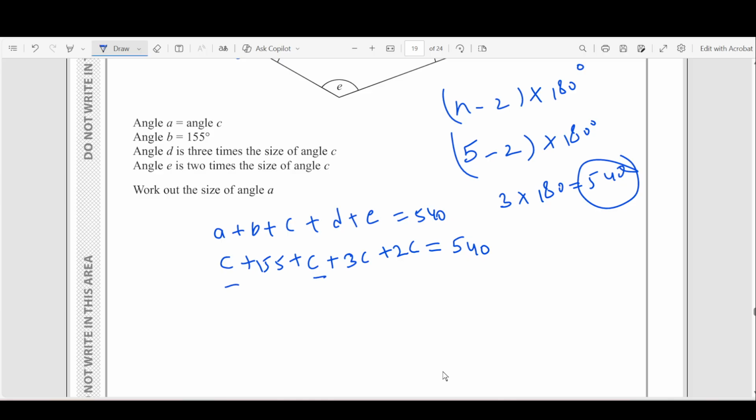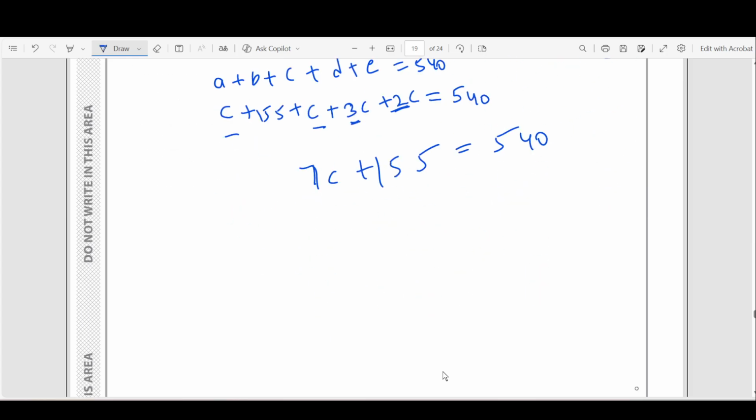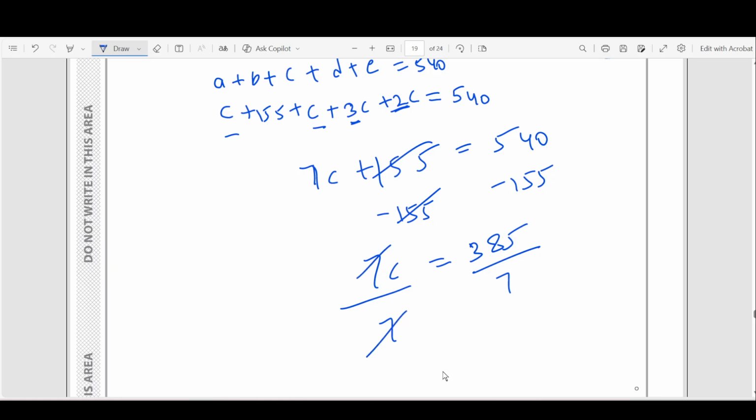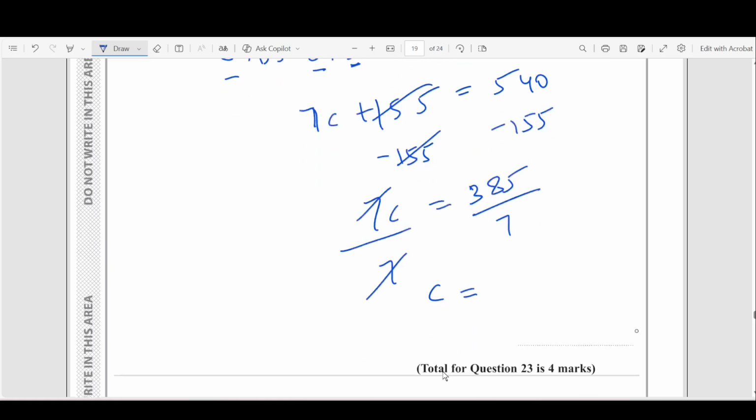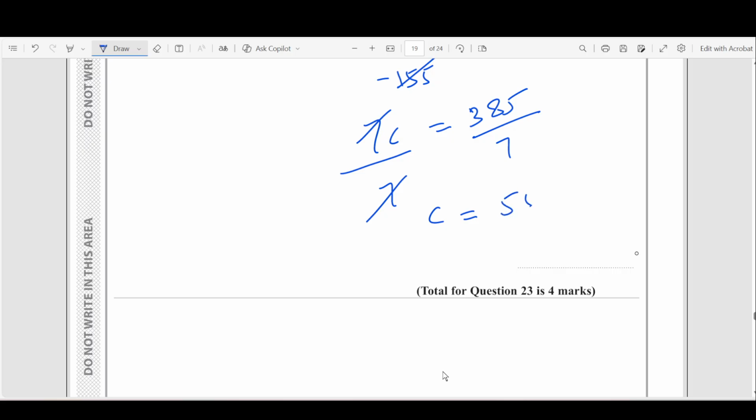C plus C, 2C, 3C is 5C, and 5 plus 2 is 7C. So we have 7C plus 155 equals 540. Now we subtract 155 both sides. To get rid of this, we have 7C equals, if we subtract this, we get 385. To get rid of 7, we divide by 7 both sides, we get C here. 385 divided by 7 is 55 degrees.